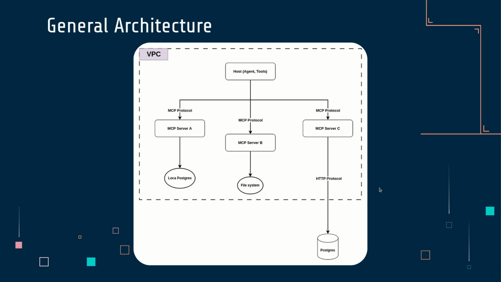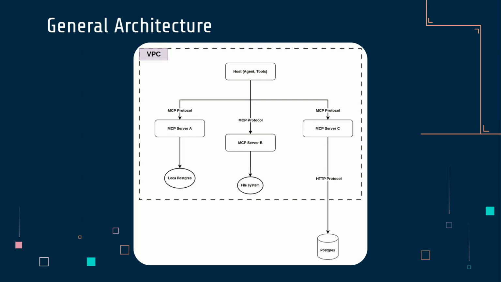Okay, so let's look at the general architecture of an MCP server. Basically, we have a host, and the host could be your agent and the different tools that agents can use to do different things. This could be something like the Claude Desktop application. You can think of that as a tool. That is really not a tool, but yeah, that's basically it. So we have the host sitting on top.